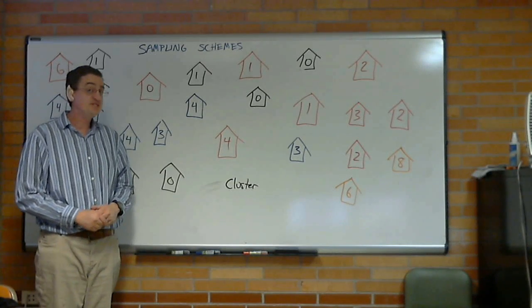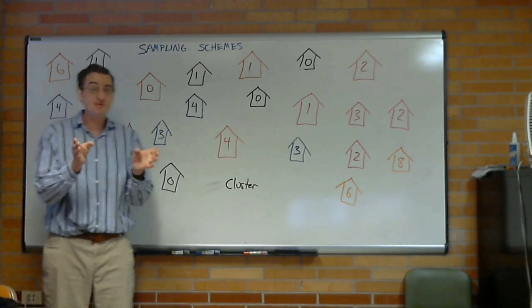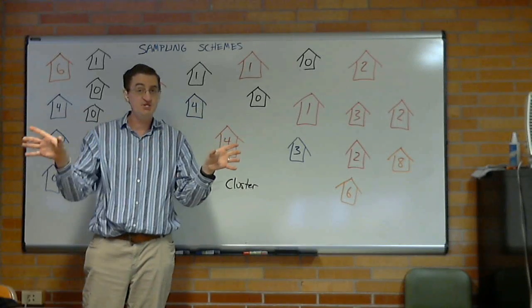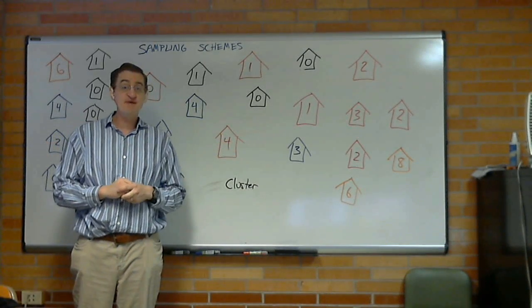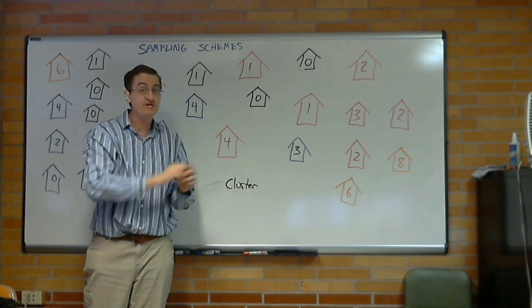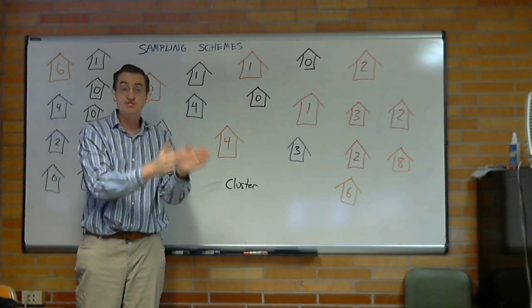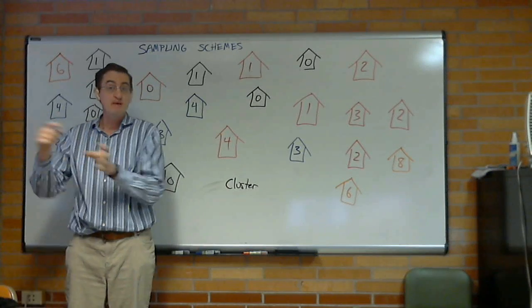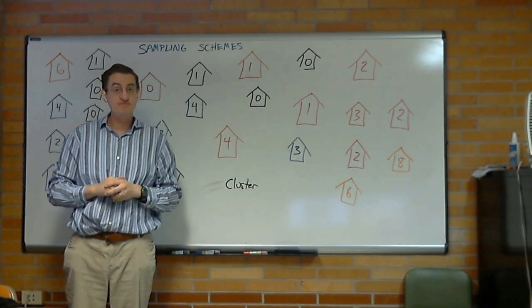Cluster sample is similar to systematic in that both of them divide our population into groups. With systematic, every group is sampled, but only a few people in each group. With cluster, there's only a few groups chosen, but everyone within that group is selected.